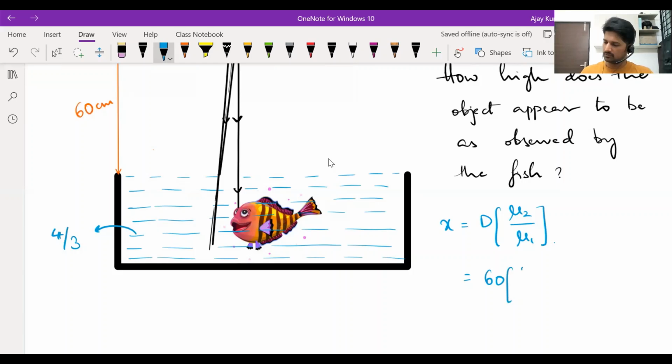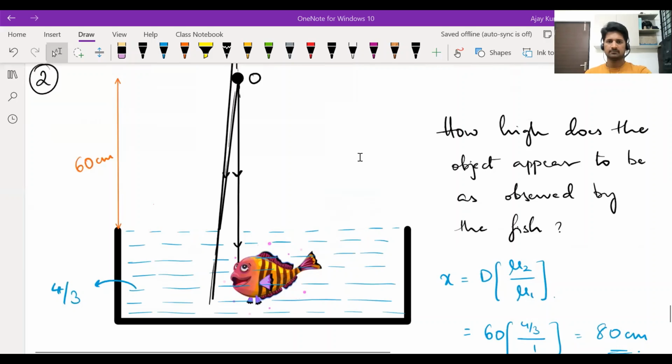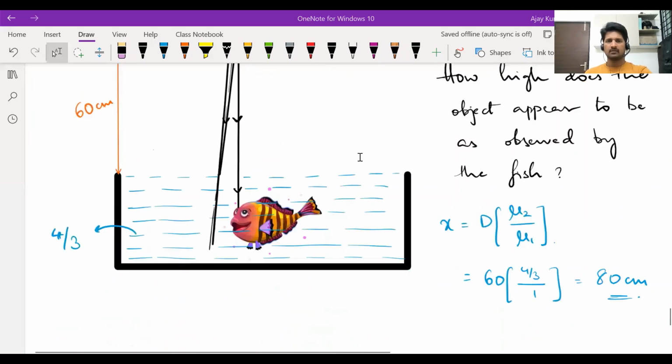That is water now, 4 by 3. Mu1 is the medium in which incident rays are traveling. That is air, 1. That's all. 60 by 3 is 20, 20 into 4 is 80 centimeters. So that object which the fish is looking at appears to be at 80 centimeters above the water. Pradhin, is this clear? Okay.